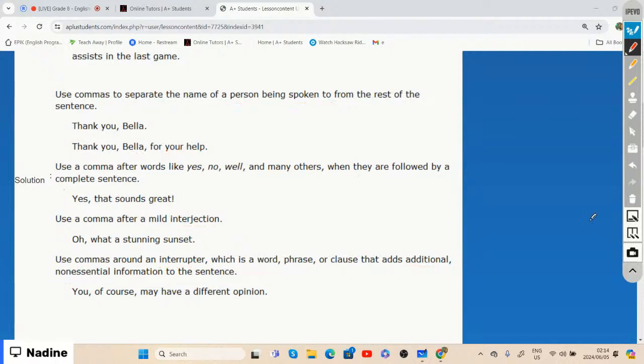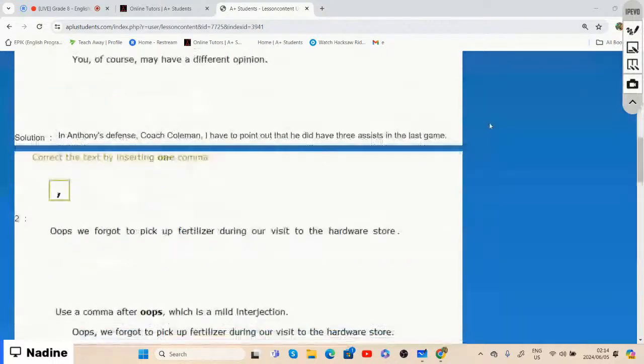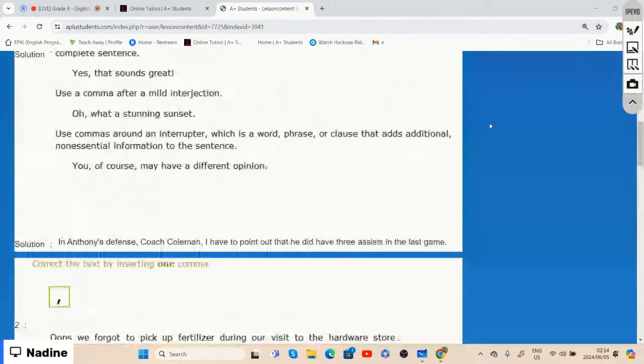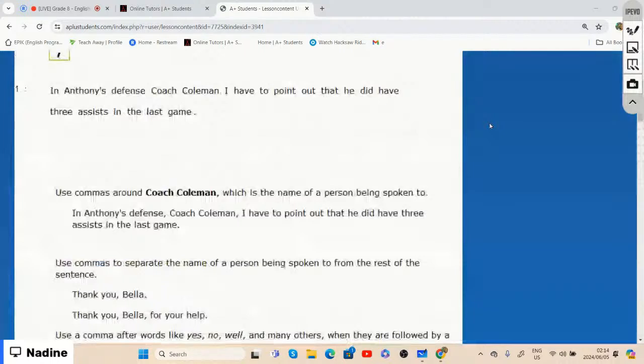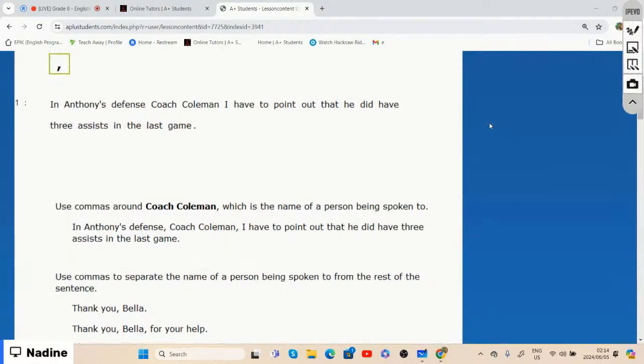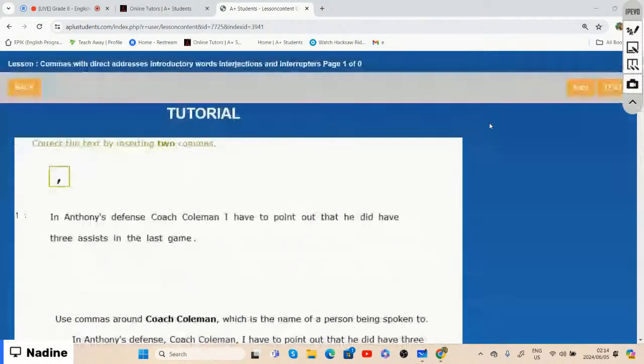All right. So we're going to look at an activity or example now of how we use commas with direct addresses, introductory words, interjections, as well as interrupters.